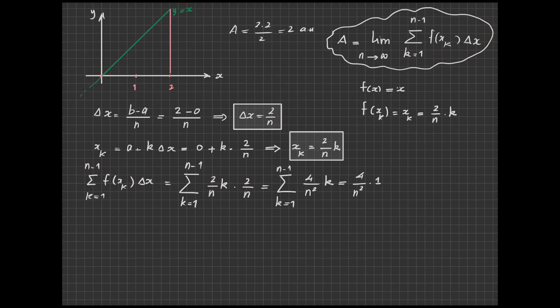Can you tell me what is the next term? 8 over n squared. Don't write 8. I want to keep the pattern. Yeah, right, it is 8. But let us write 4 over n squared times 2. And this will continue until the last term. What is the last term? 4 over n squared times n minus 1. The last term is n minus 1. Okay, this is my sum.